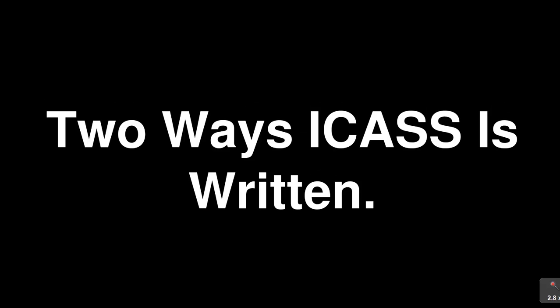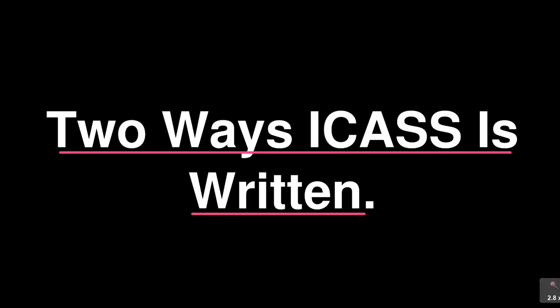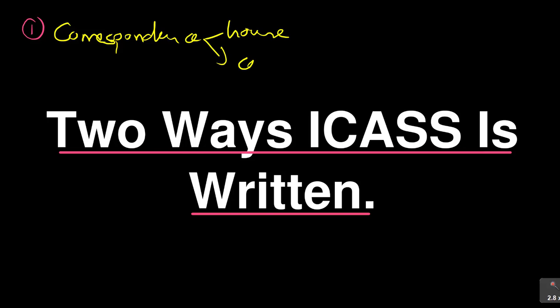Now, the next part I wanted to say is that there are two ways in which your ICASS is written. The first way usually happens if you are doing what we call correspondence learning. Correspondence is mainly distance learning. So if you are doing correspondence, you can write this from home, or some other colleges locate a center where they send your test 1 and your test 2, and you have to present yourself to go and write that under test conditions.